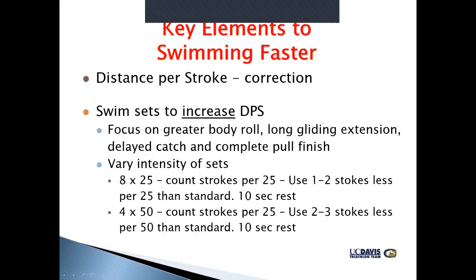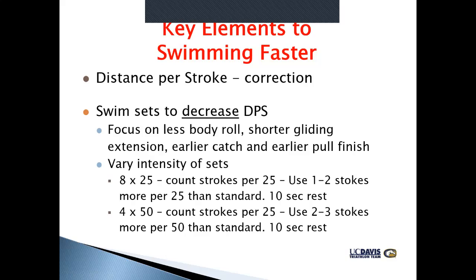So you're increasing the distance per stroke, which means that you are trying to reduce the number of strokes per length. And you do that by changing these mechanical elements of your swim stroke in order to make that happen. But let's say you want to decrease your distance per stroke, which means that you want to increase the number of strokes you take per length, which is not very common, but it does occur. Okay. In these sets, focus on less body roll, shortening your glide or reach.